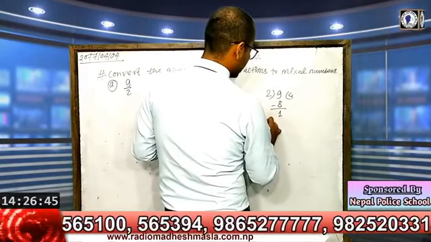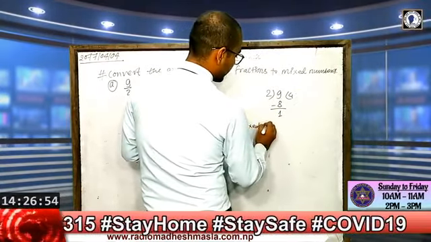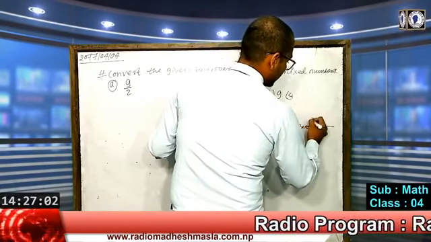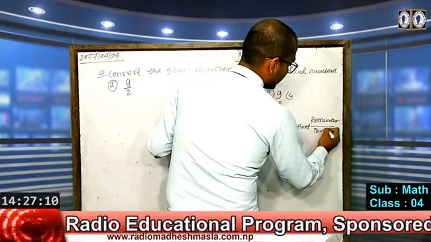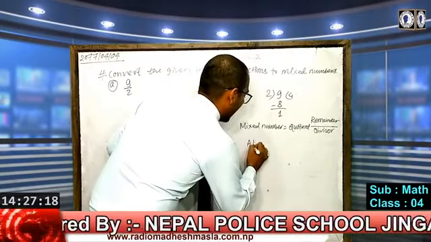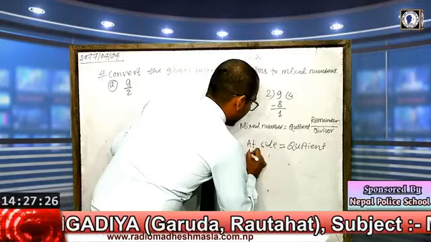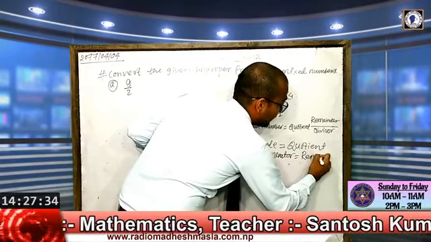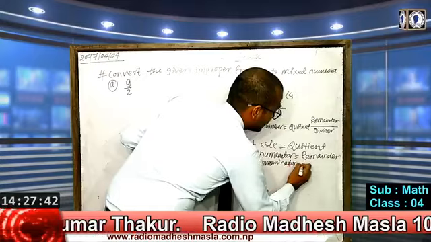So you have to remember the formula to form the mixed fraction. The mixed number is equal to quotient, with the remainder written as the numerator and the divisor written as the denominator. So here we write the quotient at the side, the remainder as the numerator, and as the denominator we write the divisor.